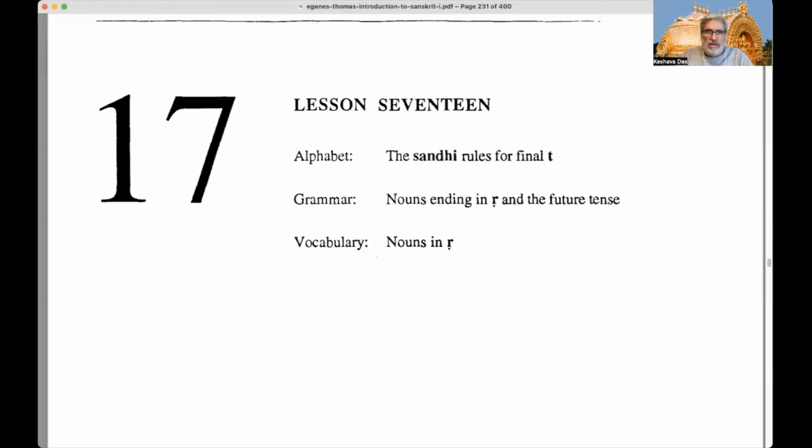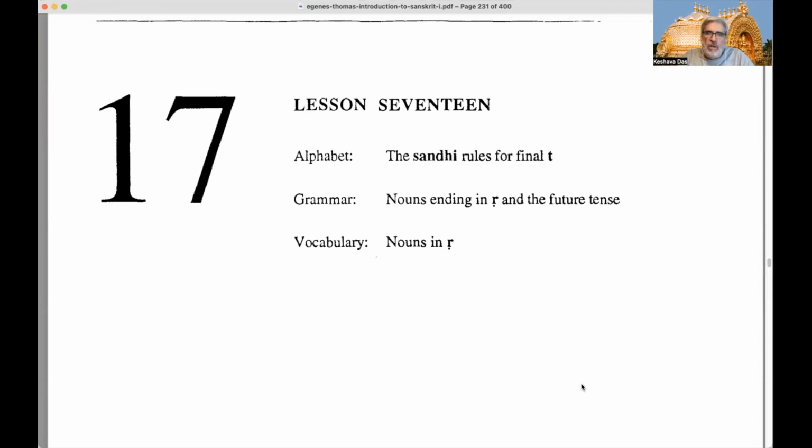So continuing on with beginner's Sanskrit, chapter 17 of Thomas Egenes's Beginning Sanskrit. And this is the summary of the chapter. Lesson 17, we're going to learn a little bit more about the alphabet Sandhi rules in final T. So when the first word ends in a final T and is followed by another word, what is the sandhi for that? We'll have a look at that.